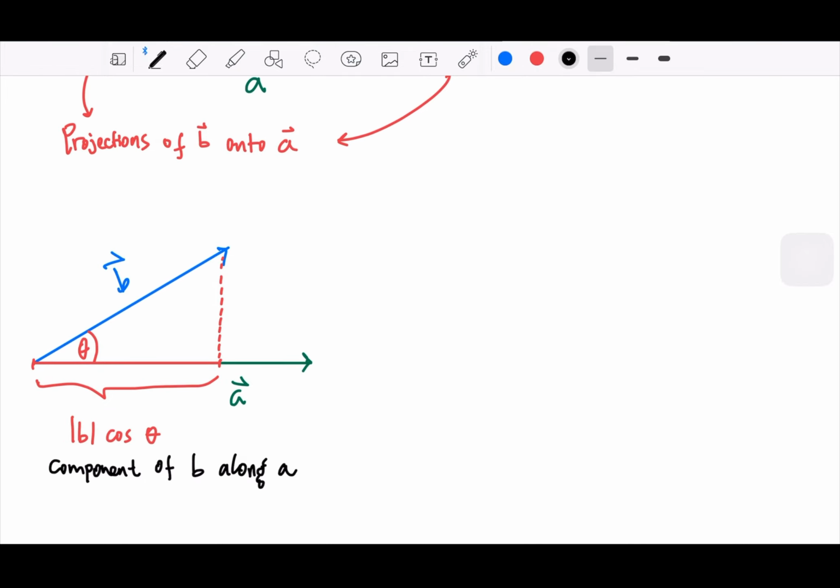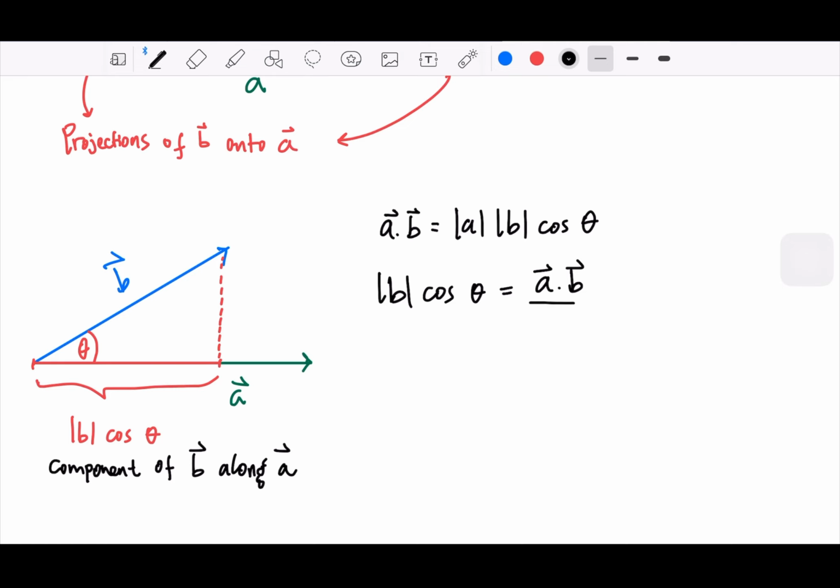And of course, if we look at it from the perspective of the dot product, if we take the magnitude b and cosine theta, this will be a dot b over magnitude a, or we can write this as a dot b divided by magnitude a.